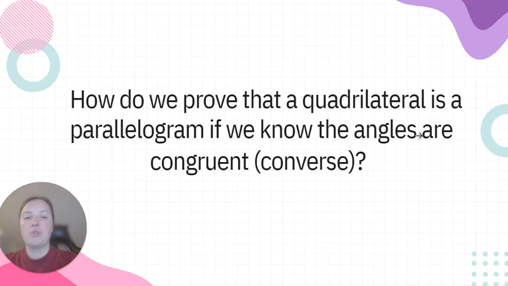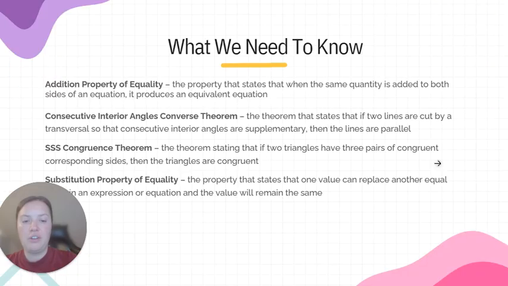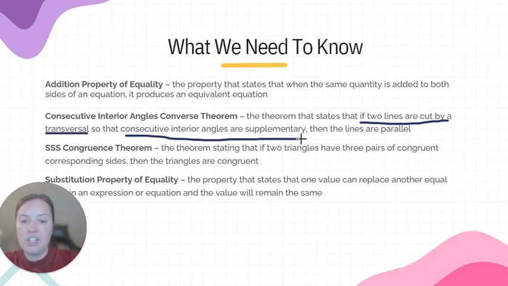We have talked about how to prove that quadrilaterals are parallelograms, but what if we know that the angles are congruent? How do we prove that a quadrilateral is a parallelogram? Now, information that we need to know. The addition property of equality allows us to add the same quantity onto both sides of an equation. Then we have the consecutive interior angle converse theorem. The converse theorem states that if two lines are cut by a transversal and the consecutive interior angles are supplementary, then the lines are parallel.